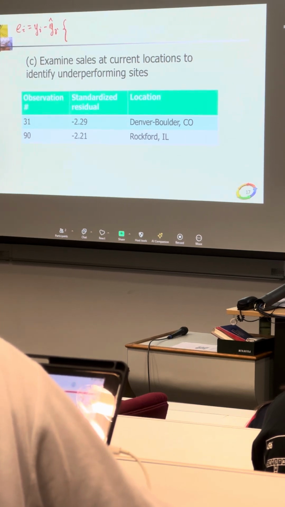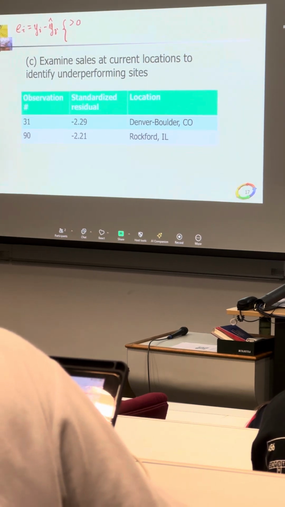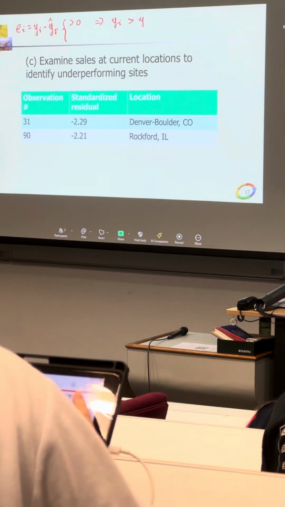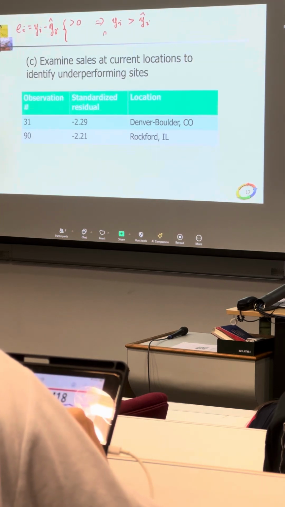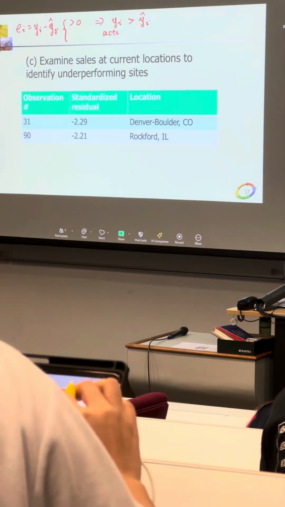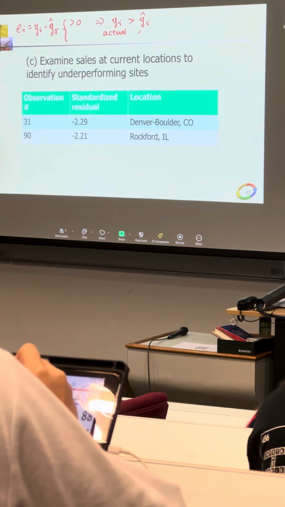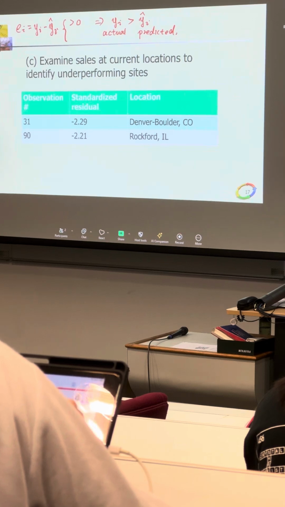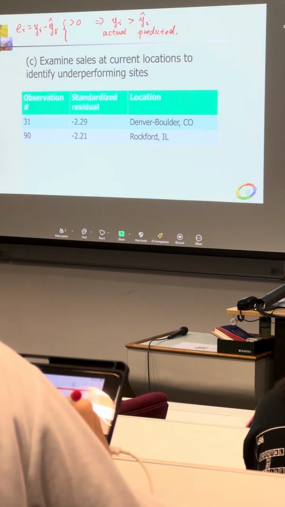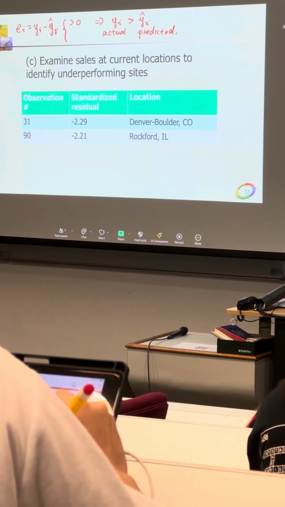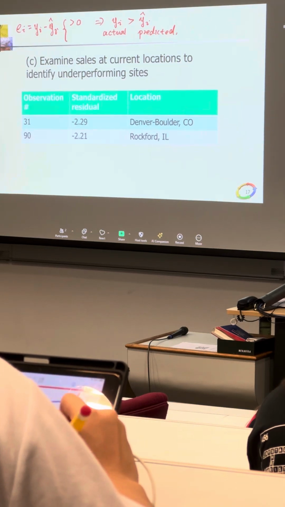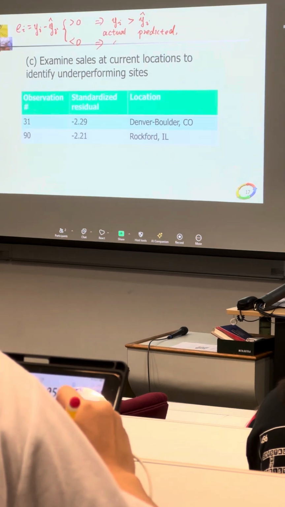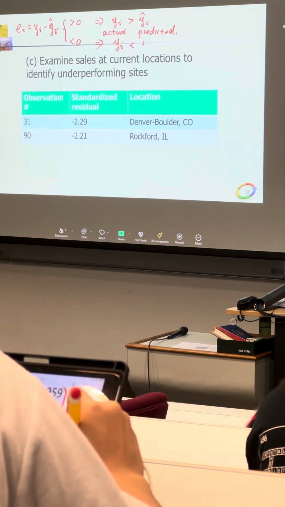If the residual is larger than 0, it tells you that y_i is larger than y_i hat. y_i is the actual value. y_i hat is the predicted value. The predicted value is the value we predict based on the regression model, or some people call it the fitted value. When the residual e_i is less than 0, that implies that y_i is less than y_i hat.